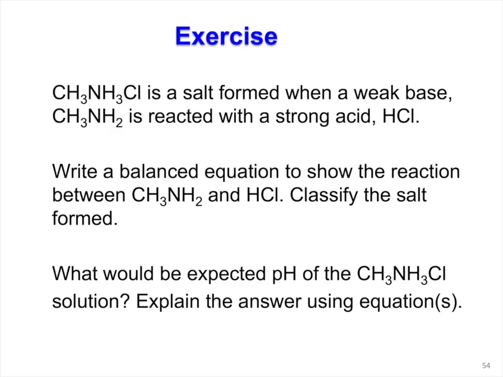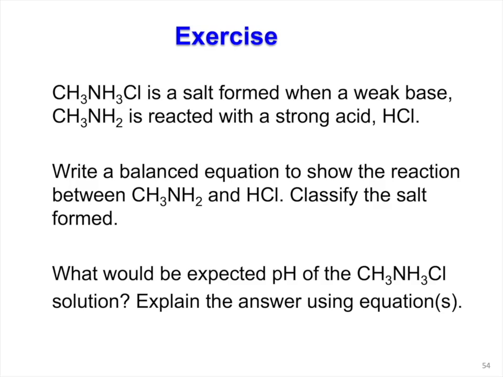Another example is CH3NH3Cl. It is a salt formed when a weak base is reacted with a strong acid. Weak base here is CH3NH2 and strong acid here is HCl. Write a balanced equation to show the reaction between CH3NH2 and HCl. Classify the salt formed. What would be the expected pH of the CH3NH3Cl solution? Explain the answer by using equations.